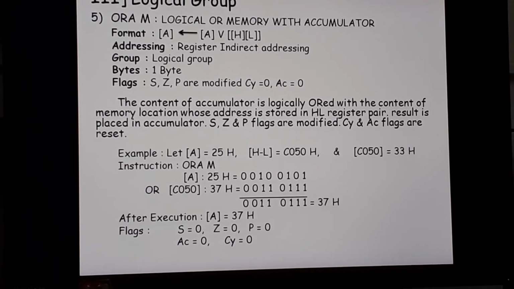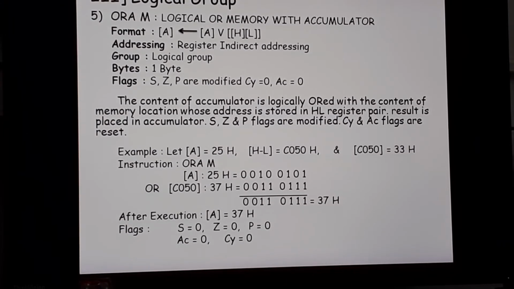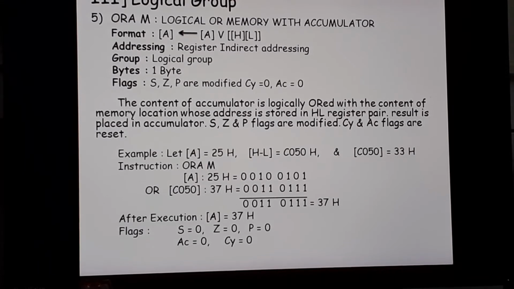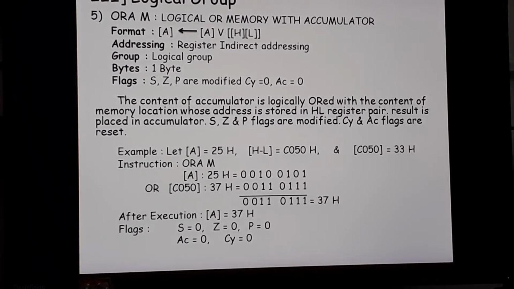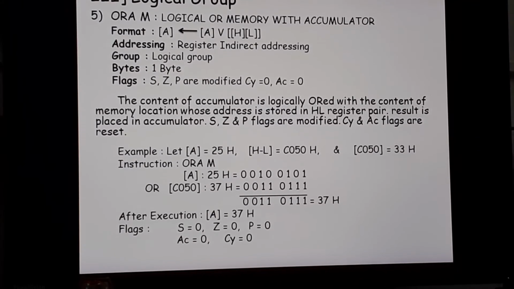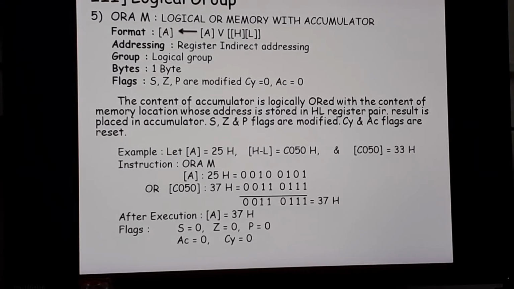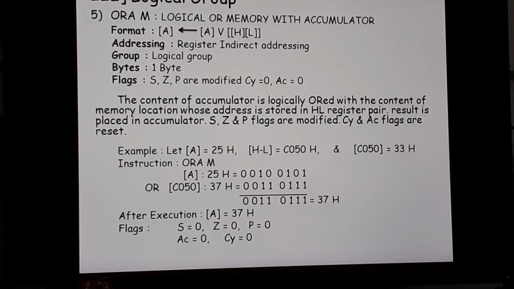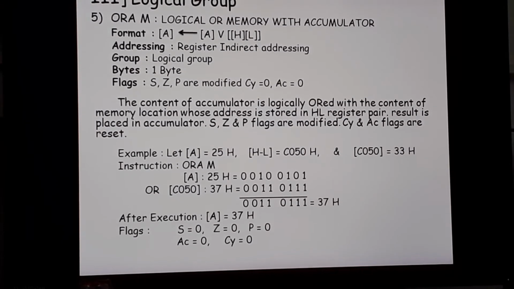So the explanation you will write as: the content of the accumulator is logically ORed with the content of the memory location whose address is stored in the HL register pair, and the result is always placed in the accumulator. Then you will write: sign, zero, parity flags are modified, carry and auxiliary carry flags are reset.